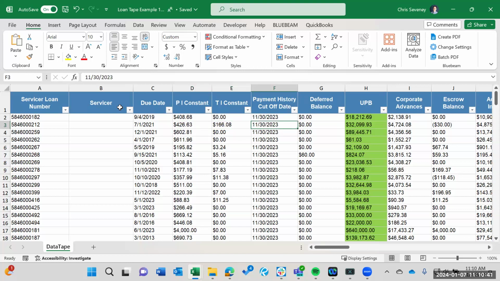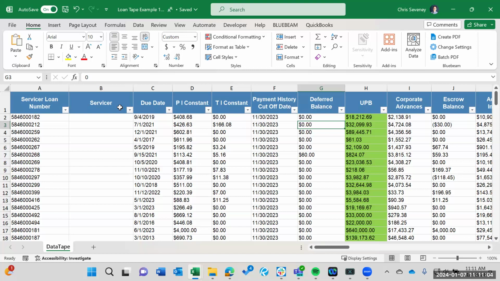payment history cutoff date. This is great information. Usually don't see it very often. And what this is, is when the servicer pulled the information through. And this one, it's through 11/30/23. So if you saw this tape come out in February, the information might be different because it's several months old.